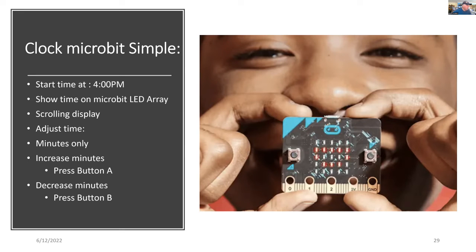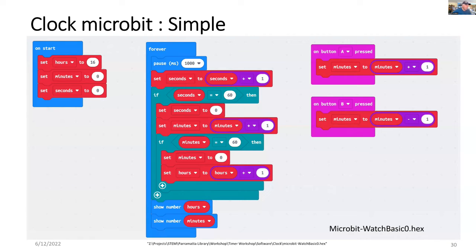But you can also adjust the time, but we'll only adjust the minutes. So if you press button A, you can increase the minutes, or if you press button B, you'll decrease the minutes. And these are the requirements of our project. So here's the project. So all you've got to do is copy this onto your Makecode screen and then download it onto your microbit and check out that it works.